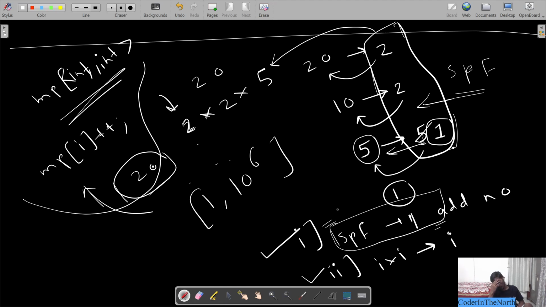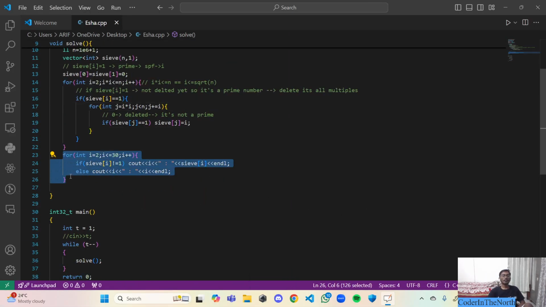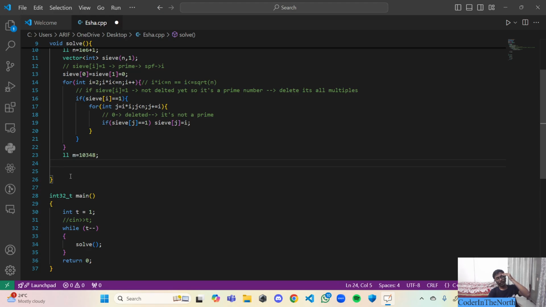So what we'll do, we'll take any number, a big number, m equal to 10347. Let's take this number, and actually let's take an even number, and what we have to do is print its prime factors, all prime factors, printing multiple times as well.